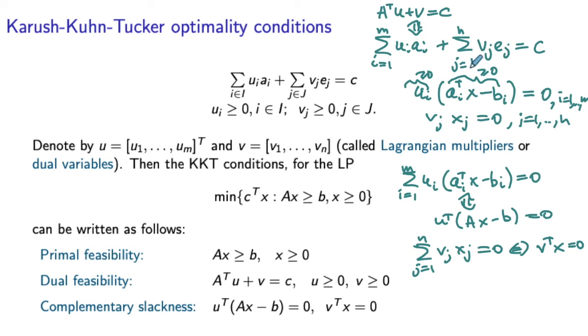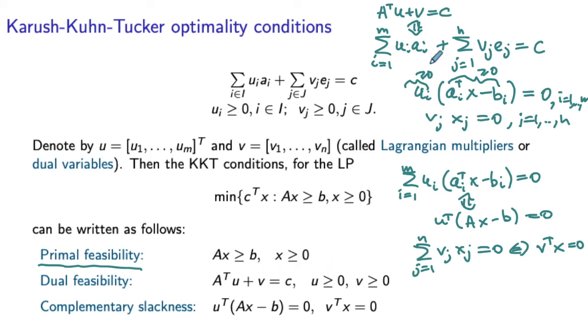And now we are ready to state the KKT optimality conditions in their more common form, including the complementary slackness, primal feasibility, and dual feasibility. Alright, so we'll start with the primal feasibility. So when we write down the Karush-Kuhn-Tucker conditions, first of all, we need to make sure that our point for which we look at the optimality conditions is feasible, right? So the primal feasibility is given by this system here. So Ax is greater than or equal to b and x is non-negative.